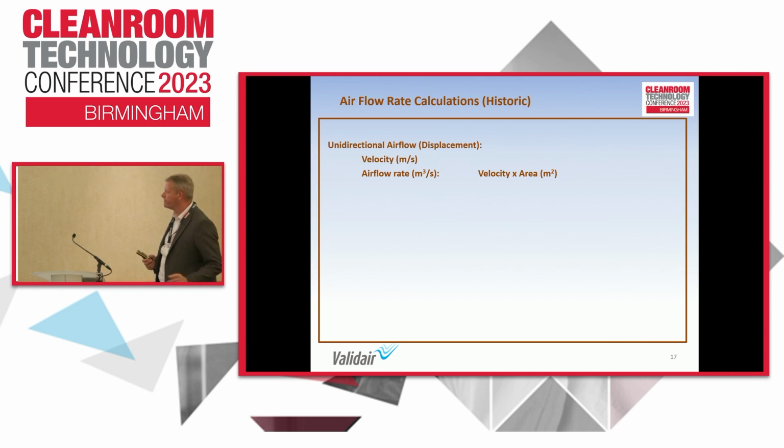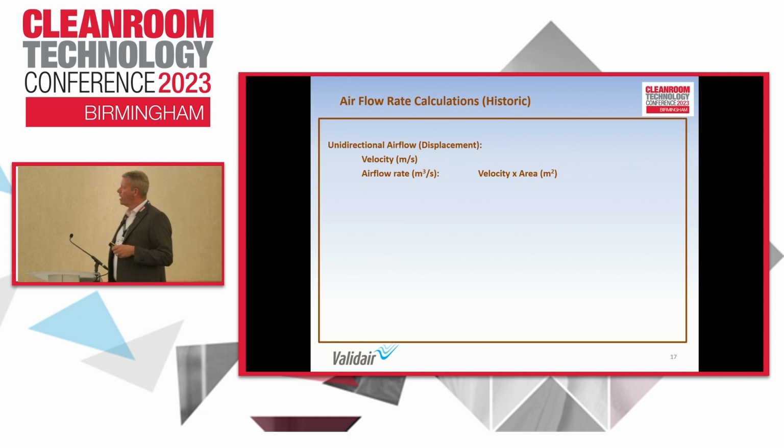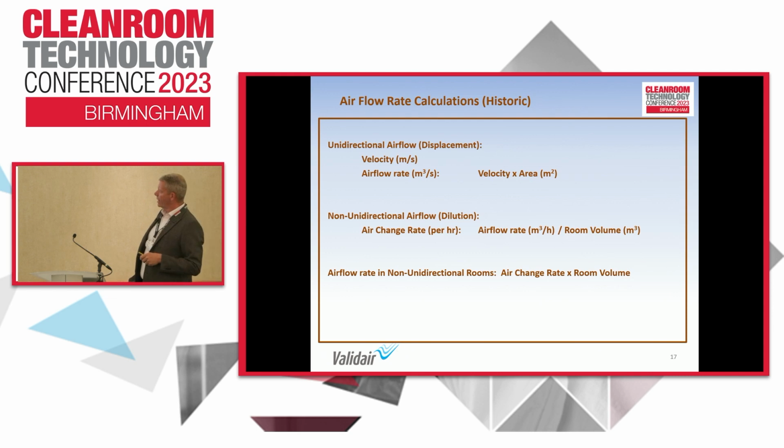So historically, airflow rate calculations. For unidirectional flow, when we wanted to know the air volume flow rate, it was the velocity by the area of the intake of the supply, and that gave us the air volume flow rate.